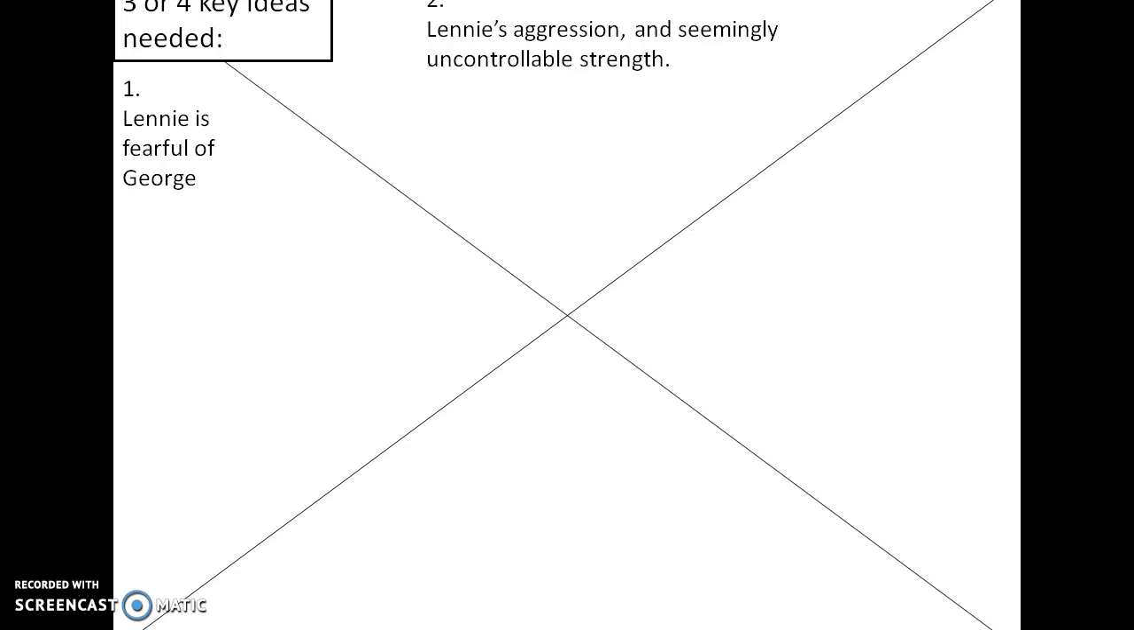The second point will explore Lenny's aggression and his seemingly uncontrollable strength. Like before, I will use my pencil to underline the quotes that I want to use and number them too. I'm not going to choose the quote "Lenny grew angry", as there is nothing for me to infer. It's important that we don't confuse using synonyms for inference, because it isn't going to get you many marks.